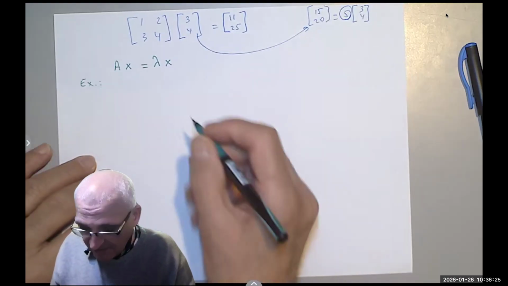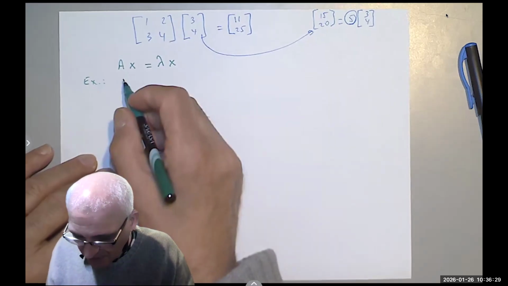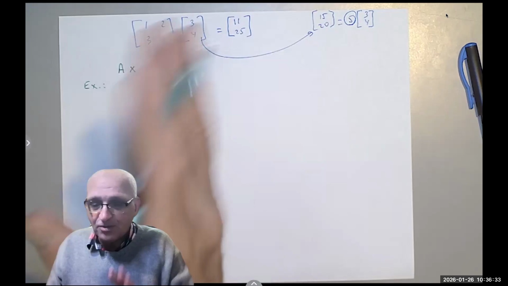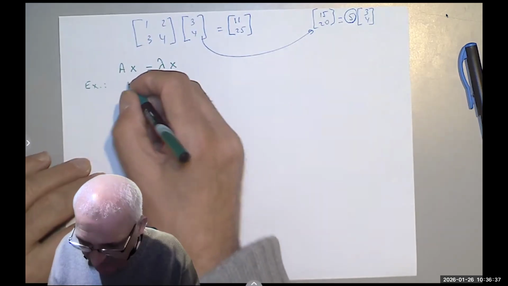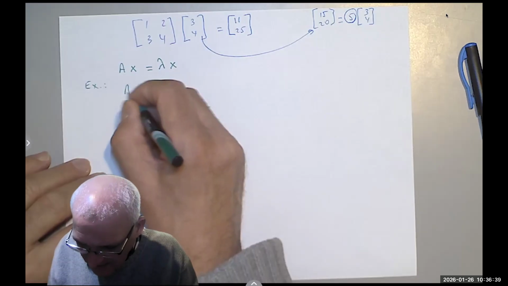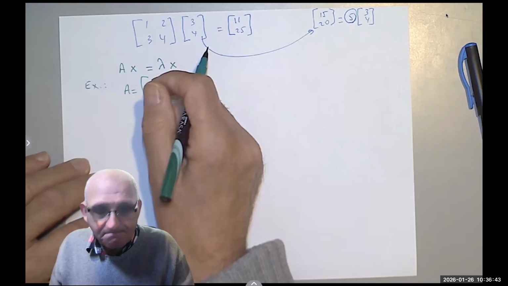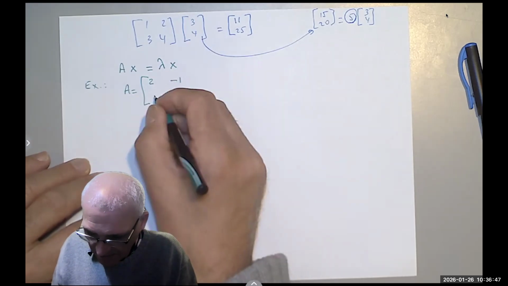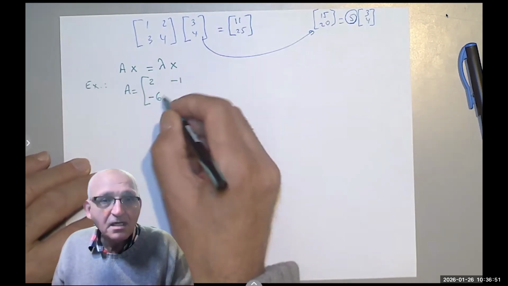Okay, so let's take an example and see how we find the eigenvalues and eigenvectors. Sometimes, they are imaginary. In this case, there would be a rotation, but that's another story. So let's say I have a matrix A equals 2, -1, -6, and 1.